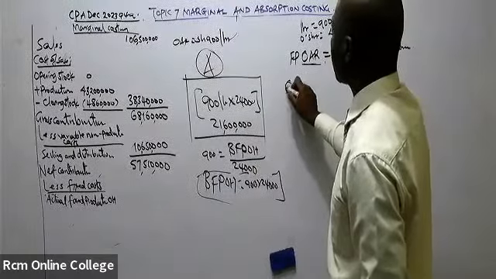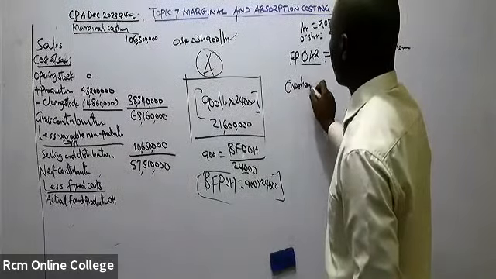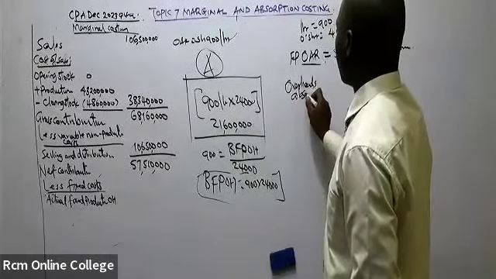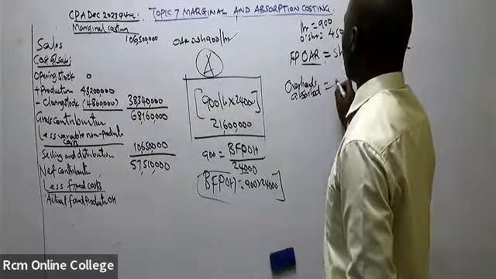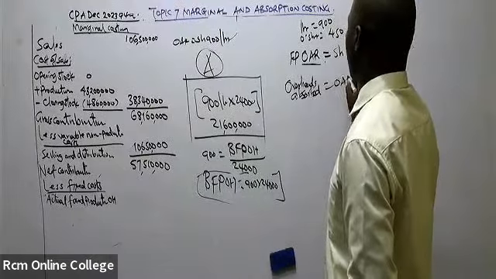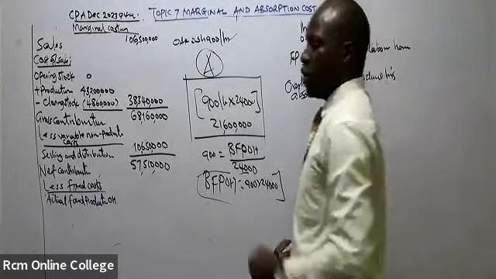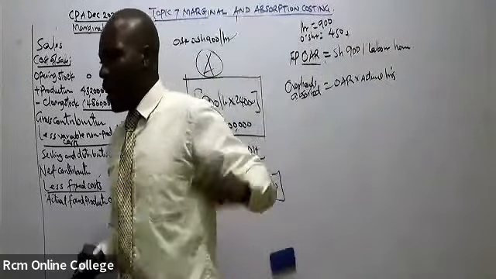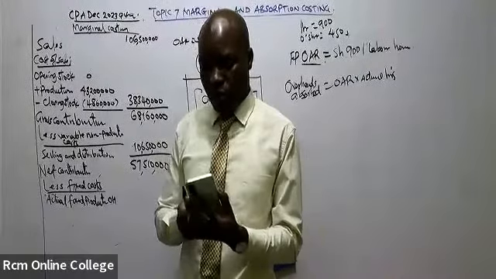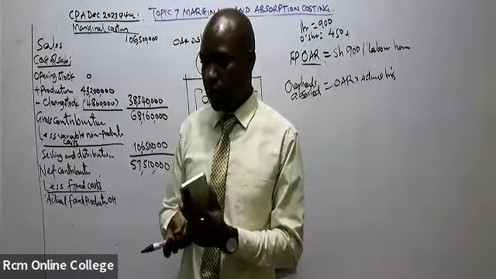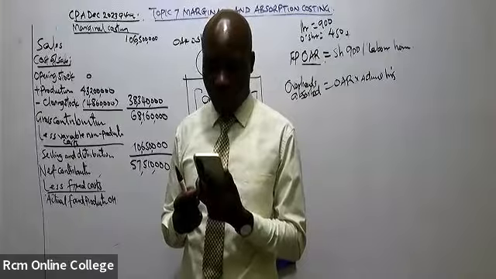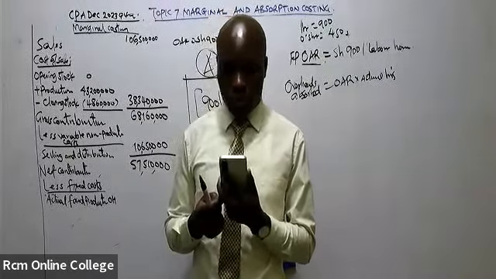We need to get overheads absorbed. They have talked about overheads absorbed. So the overheads absorbed is equal to overhead absorption rate multiplied by actual activity level or actual hours. Do we have actual labor hours? Actual, not budgeted, actual.